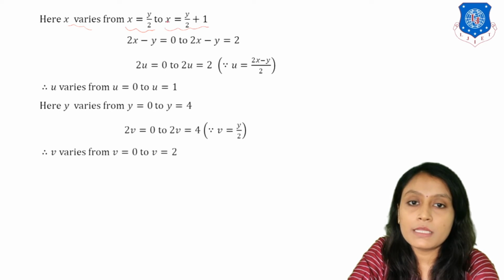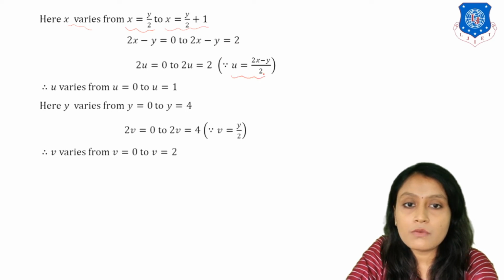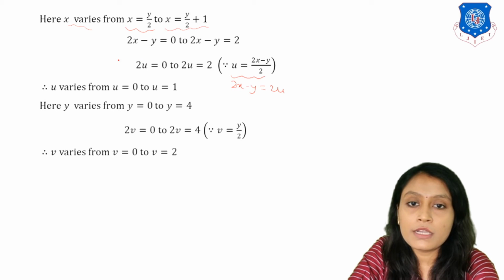And from here multiply 2 at these two places. So you will get 2x minus y is equal to 2. Now we know that this u is equal to (2x minus y) upon 2. So 2x minus y is 2u. So in place of 2x minus y we will write 2u.